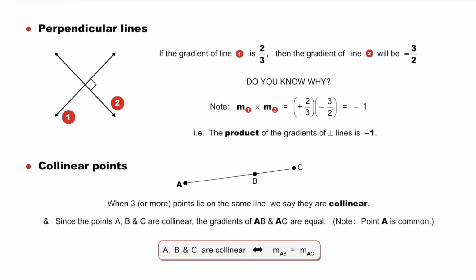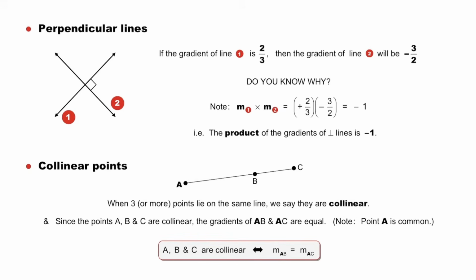And now perpendicular lines. Line 1 and line 2 are perpendicular to each other, and if the gradient of line 1 is 2/3, then the gradient of line 2 will be minus 3 over 2, the negative reciprocal of 2/3. Do you know why? Give it some thought.